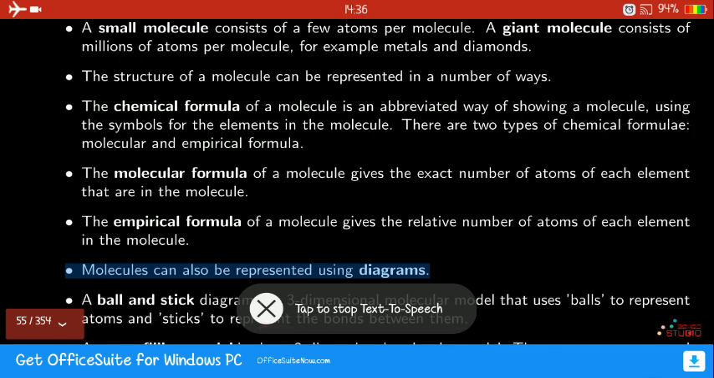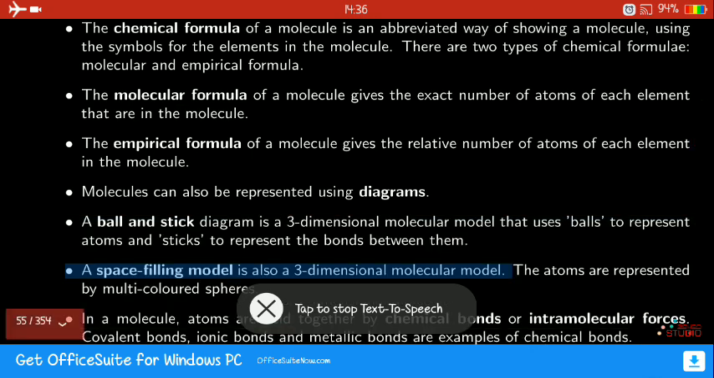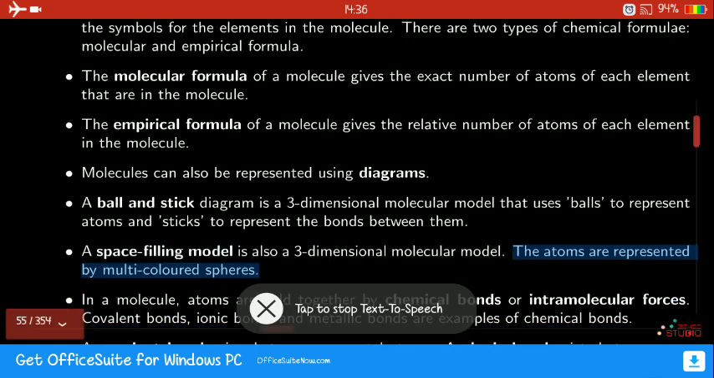Molecules can also be represented using diagrams. A ball and stick diagram is a three-dimensional molecular model that uses balls to represent atoms and sticks to represent the bonds between them. A space-filling model is also a three-dimensional molecular model. The atoms are represented by multicolored spheres.